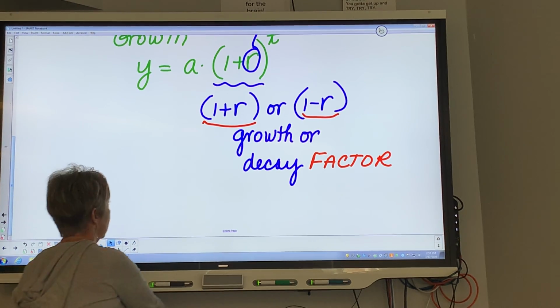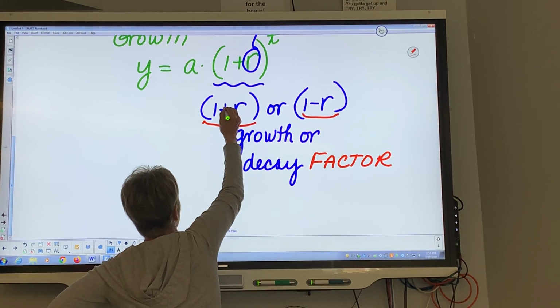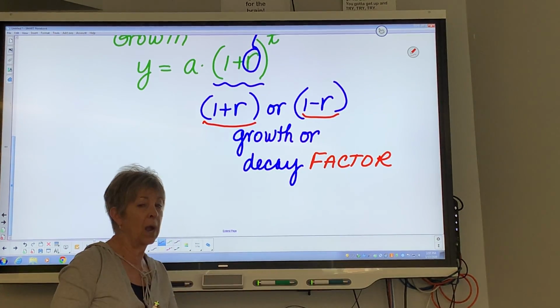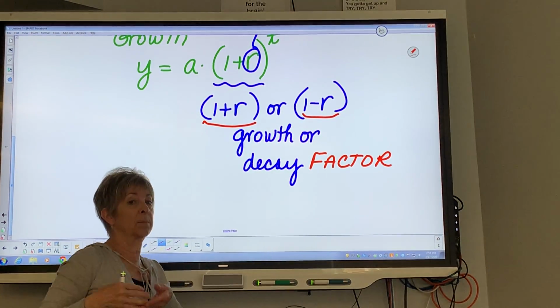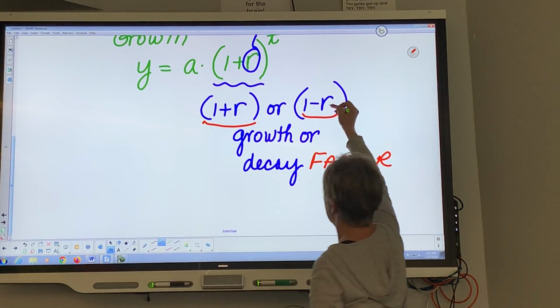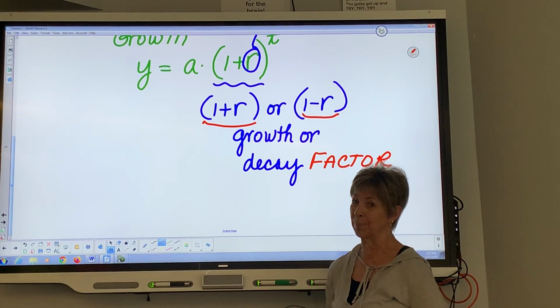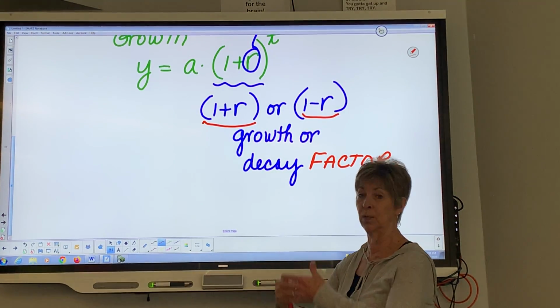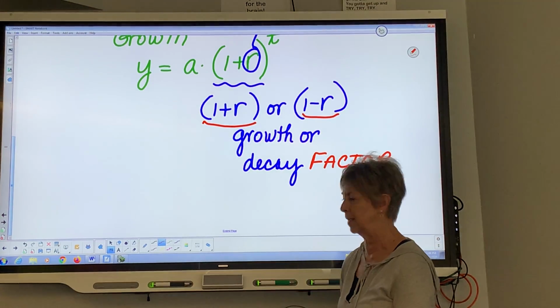Now remember, if it's 1 plus r, that's going to give you something greater than 1 and it's going to grow. Remember how we talked about if you multiply something by bigger than 1, you're going to get bigger? If you start with 1 and subtract something, you're going to get something less than 1, and when you multiply something by less than 1, you get less and less and less.